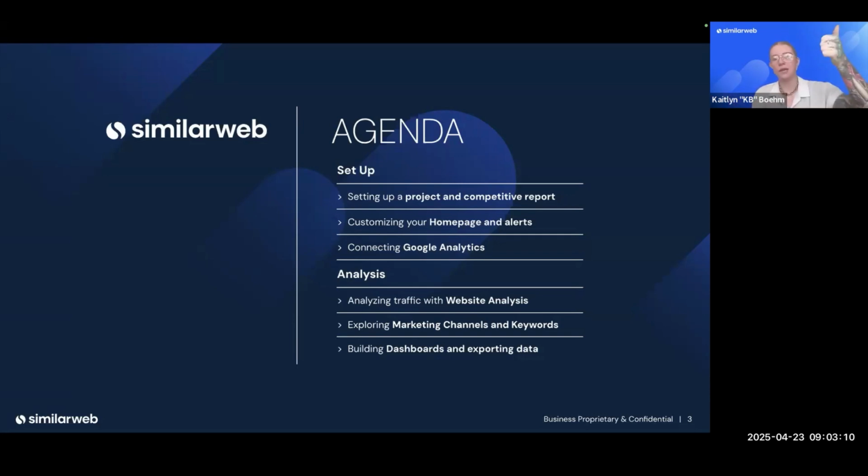So we're going to be doing the setting up your projects and competitive report. We're going to be customizing your homepage to make it super easy for you to start your journey. We're going to be talking about connecting your Google Analytics as well. And then we're going to be going into more of an analysis side. So we're going to be analyzing traffic with website analysis. We're going to be exploring your marketing channels and your keyword data to make sure you're staying on top of trends. And again, just making sure we're always making Similarweb easy for you to go back to it, setting up your dashboard and showing how to export data.